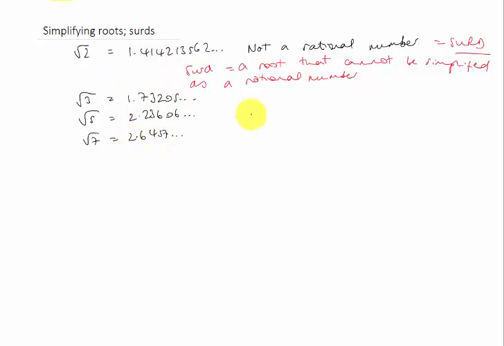So these are all surds. If we consider the case of, let's say, the square root of 8, if we're trying to simplify that, then we can separate that out into square root of 4 times the square root of 2. So that gives us 2 times the square root of 2.